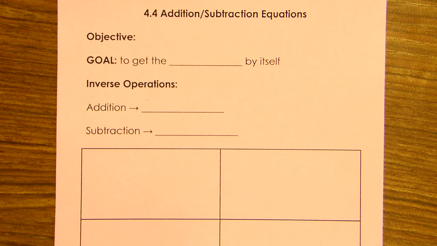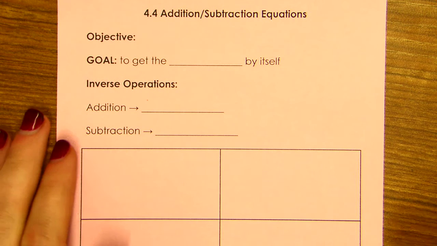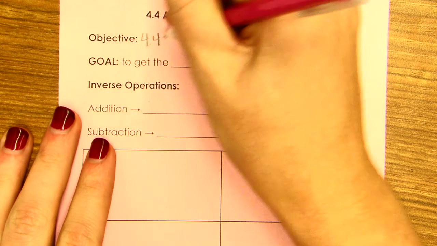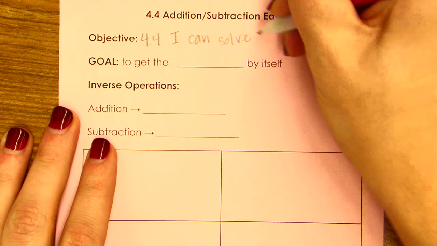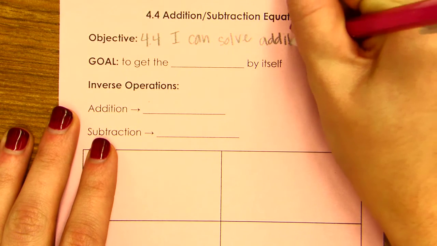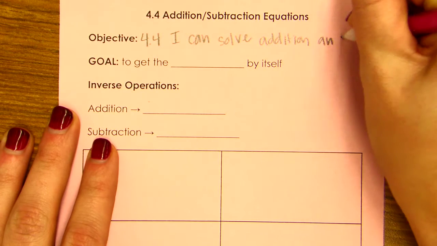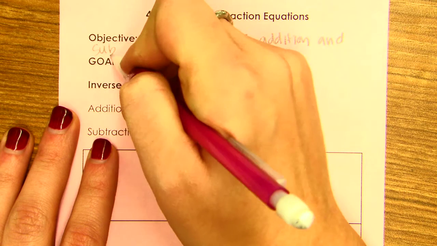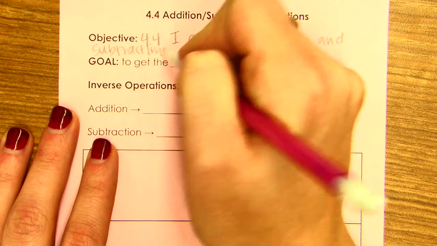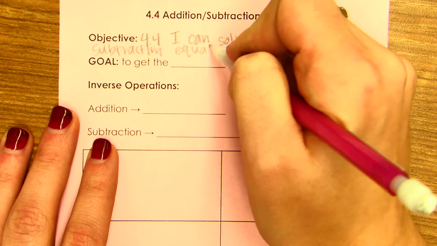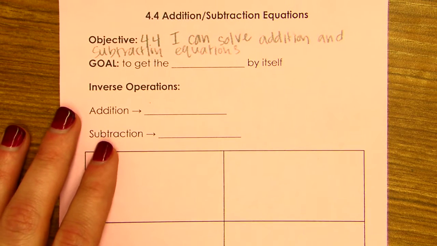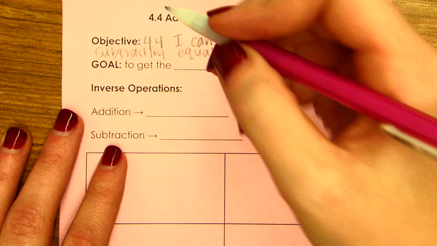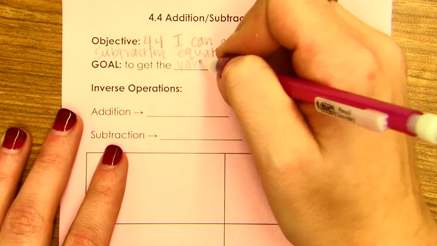4.4 addition and subtraction equations, and the objective is 4.4. I can solve addition and subtraction equations. And whenever we're solving equations, the goal is to get the variable by itself. So we're going to fill variable into this blank.